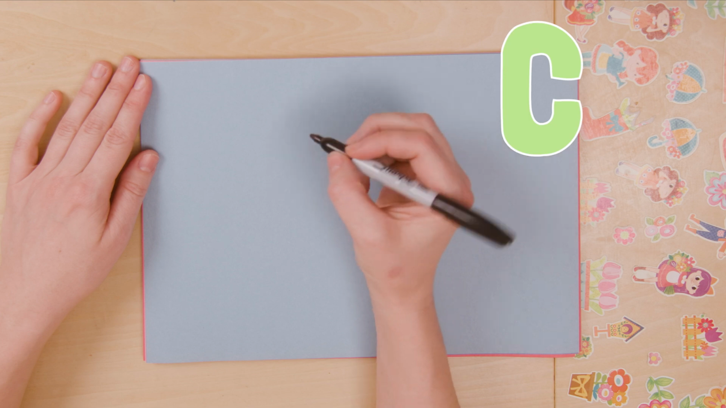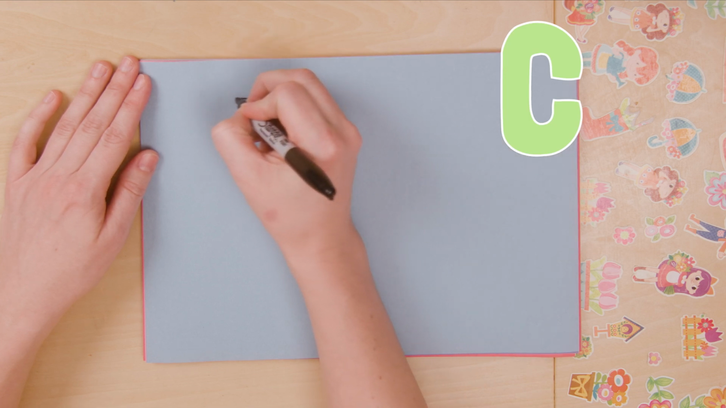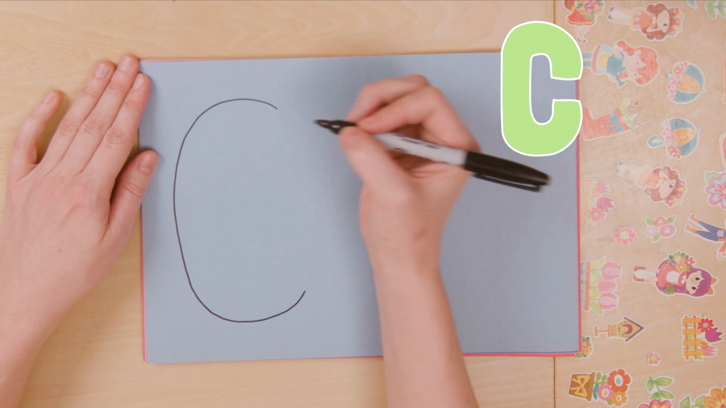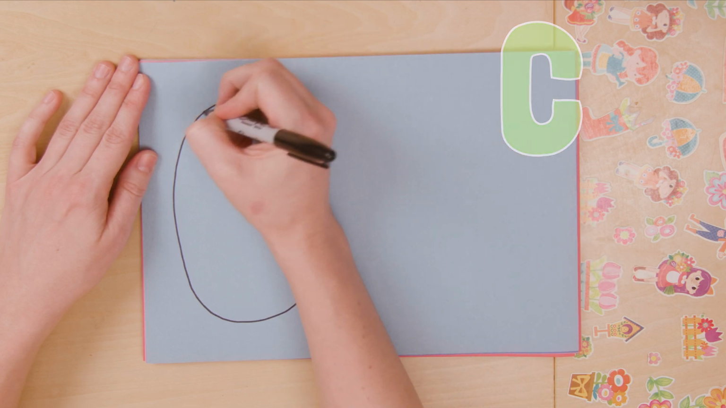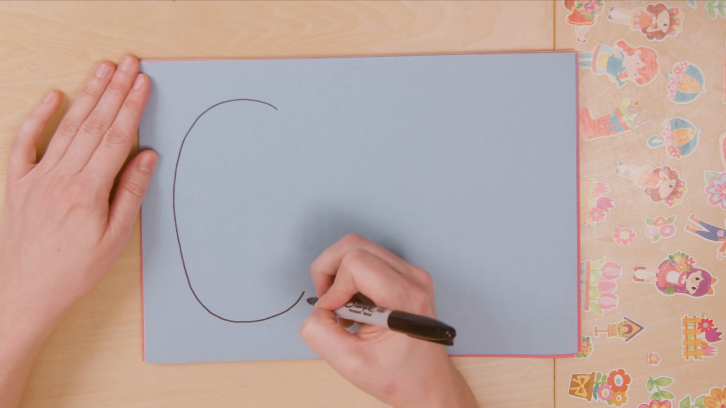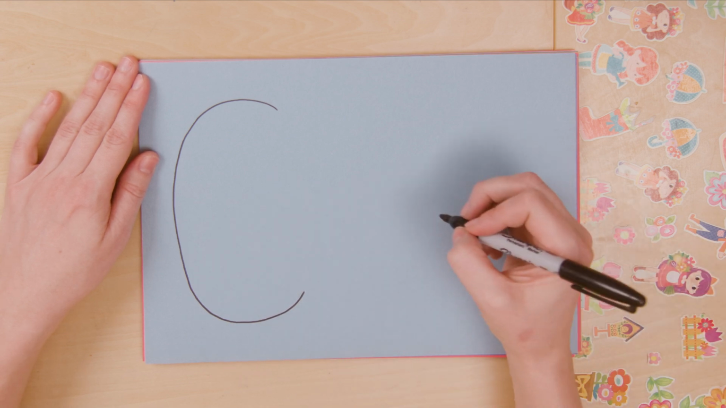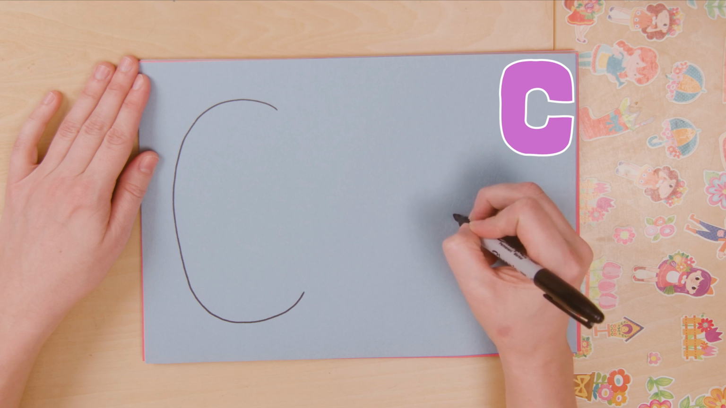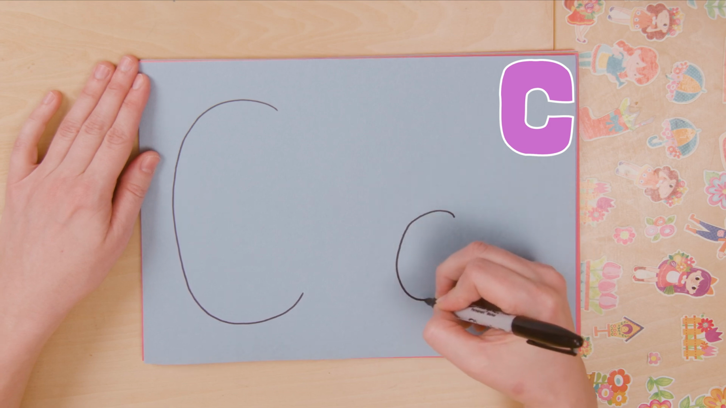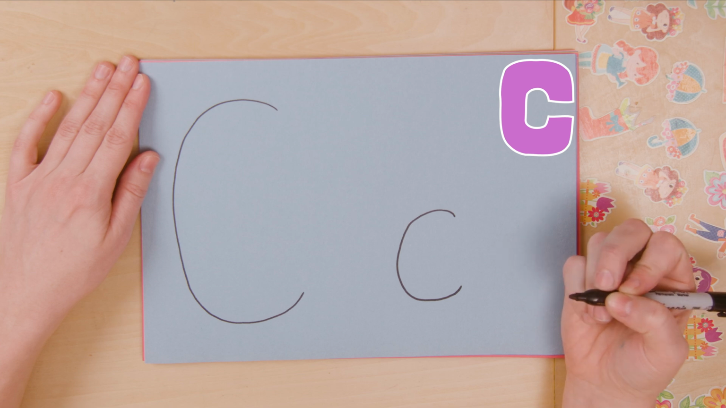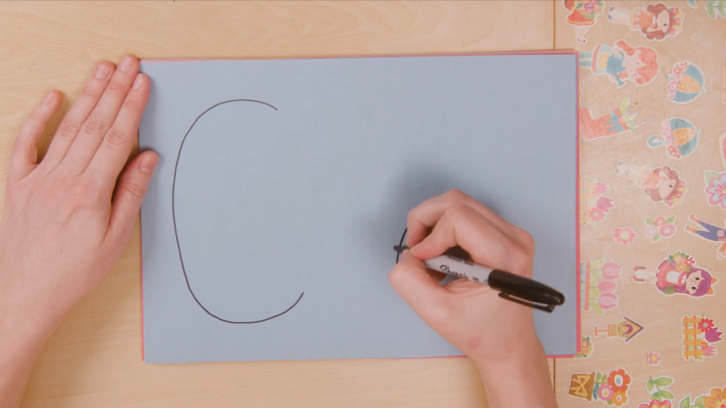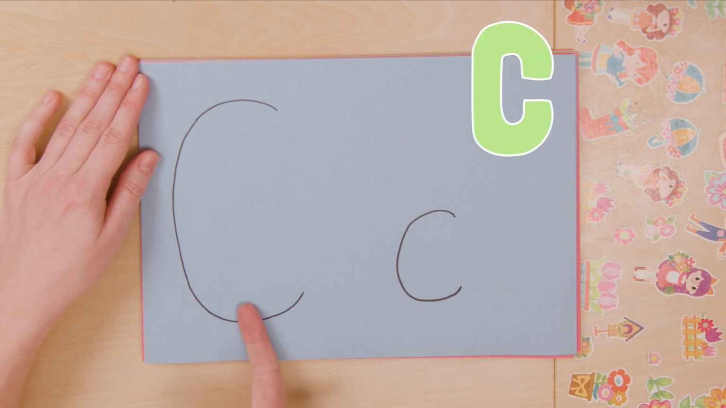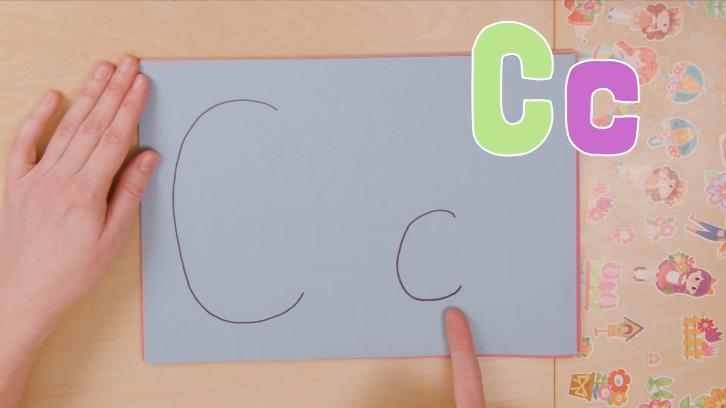Now let's do capital C. Around, like this. Try the capital C with me. We go around, like this. And a small c, we do the same, but small, like this. Around. Try it with me. Around. Well done. There's the capital C and the small c.